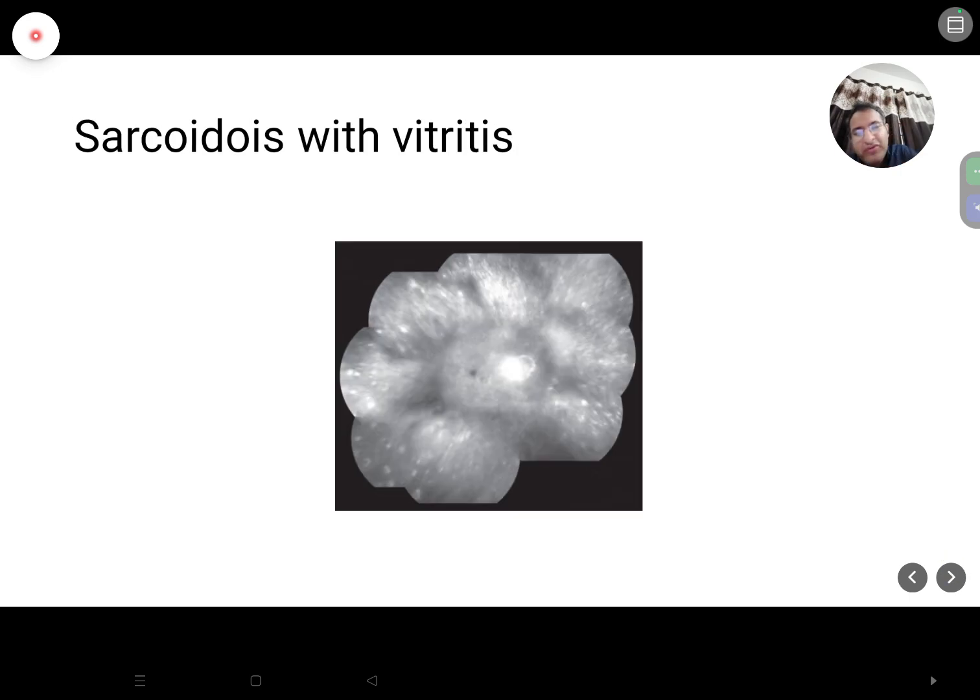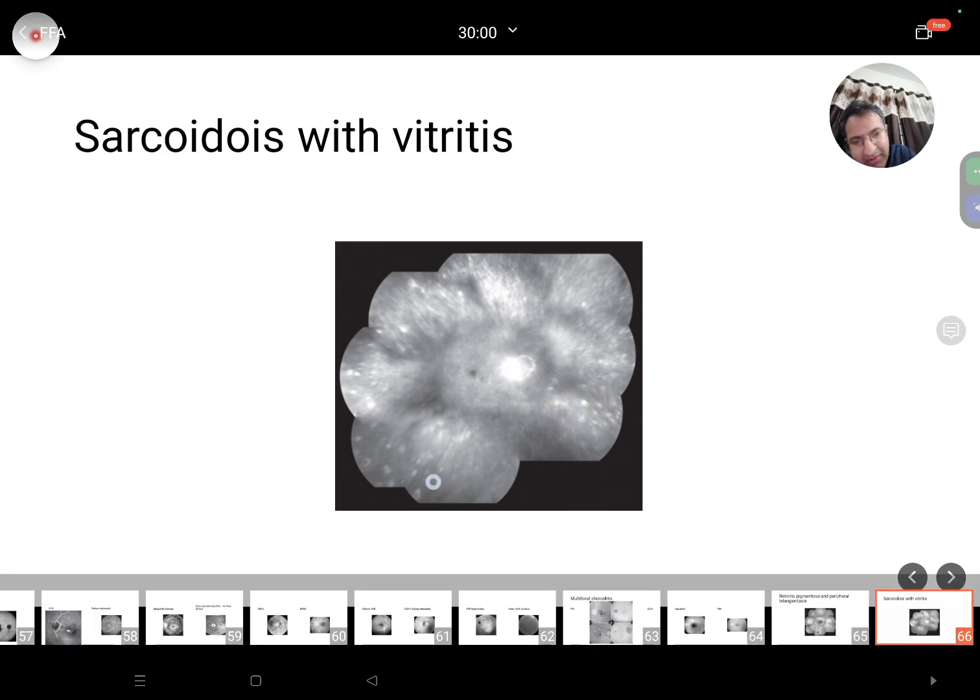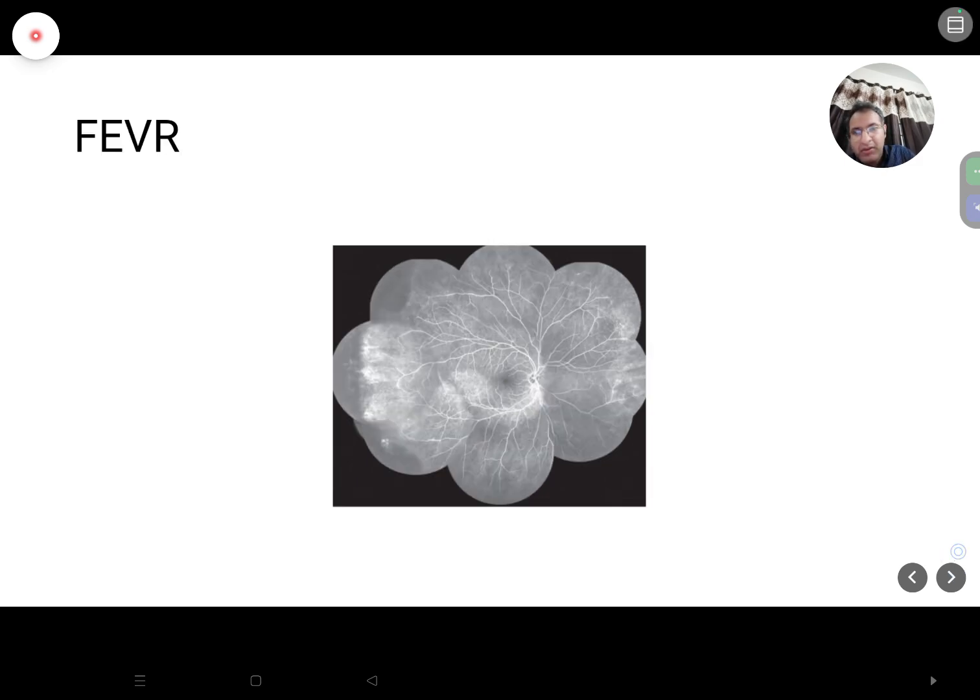In sarcoidosis with vitritis, we can see these vitritis lesions which appear as hyperfluorescent dots all over along with disc edema. This is an example of FEVR. In this, there will be capillary non-perfusion in the periphery, and we can see there is some leakage. Vessels are stopping here, and we can see there is some leakage at the border of the perfused and non-perfused retina.